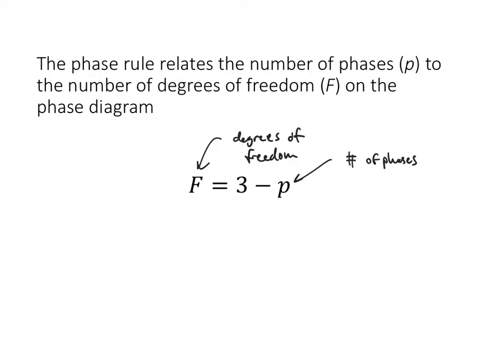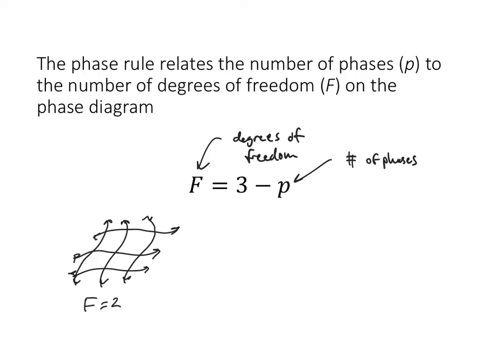So imagine if we have a surface along which we can freely move, like so. Notice that we have two different ways that we can move. We can move up or down, or left or right, or any combination of those. So therefore, our F is going to equal 2. There's 2 degrees of freedom, 2 ways we can move.